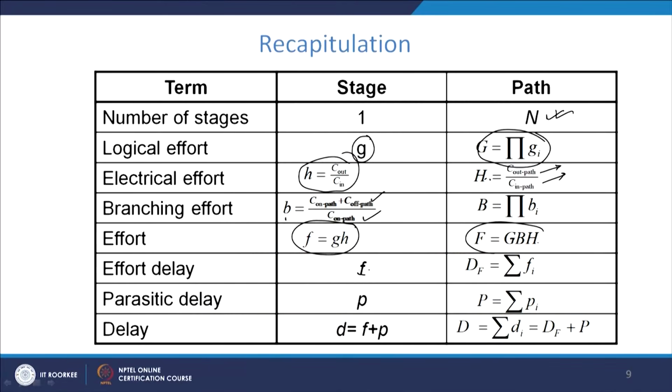Effort delay is F, and if you sum the effort delay across the whole network, we get D_F. We have parasitic delay as P, and the summation of parasitic delay contributes to the total path delay. Therefore, delay D equals D_F plus P, where D_F is the summation of f_i. Once you are able to find the effort delay, you will be able to find the value of this. Parasitic delay is already known to you. So this we have learned till now.